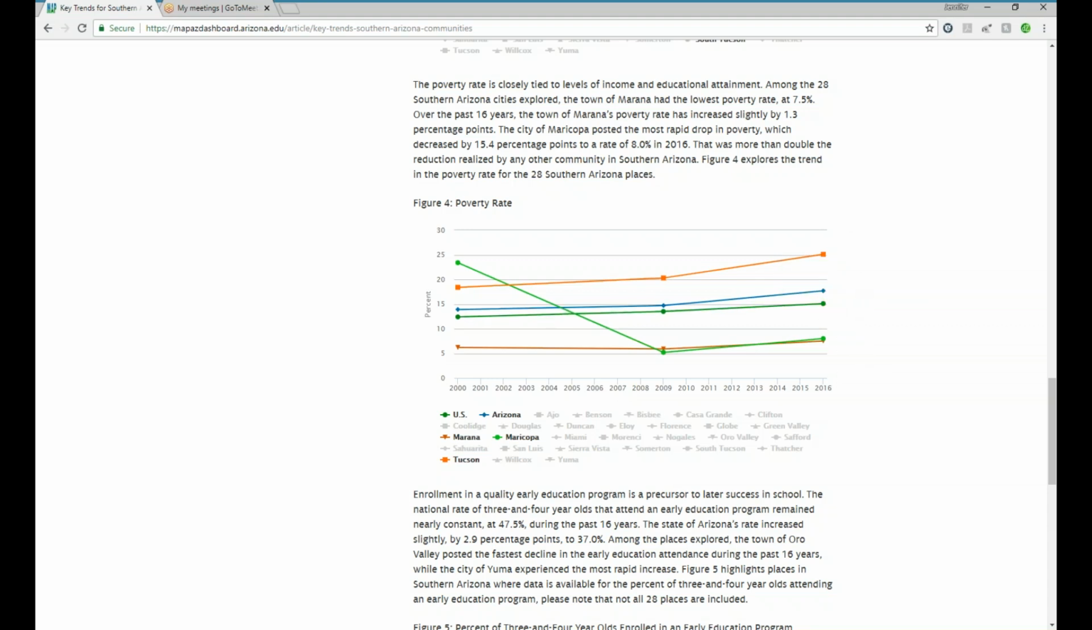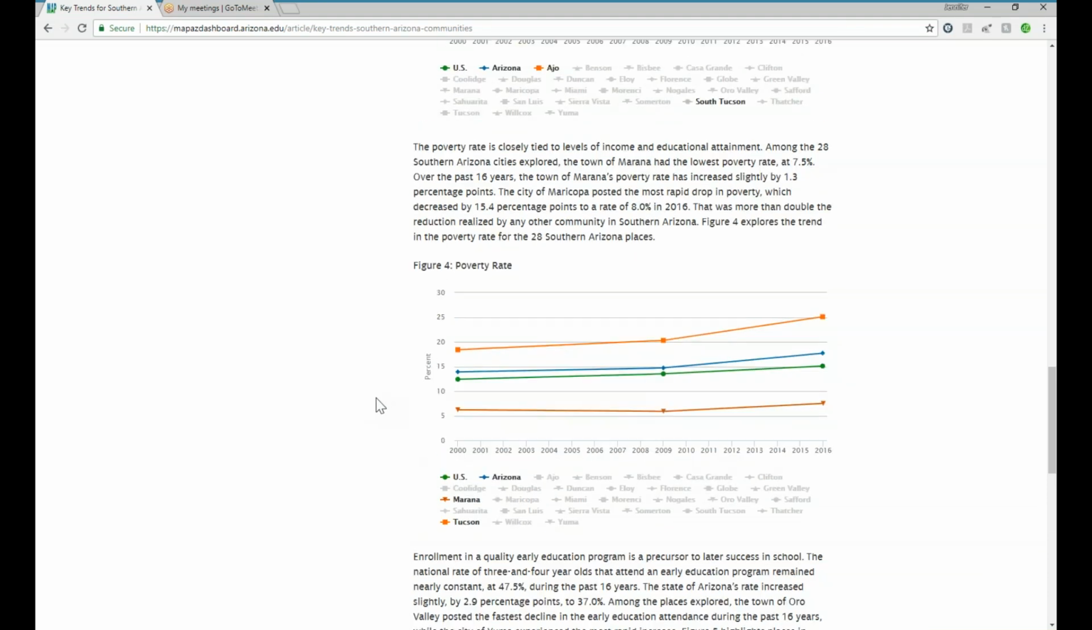We have also seen Marana, which here has 6.2%, 5.9%, and 7.5%. They've had a little bit of an increase, but still a very, very low poverty rate relative to other communities in southern Arizona. And so that's all I have for today.